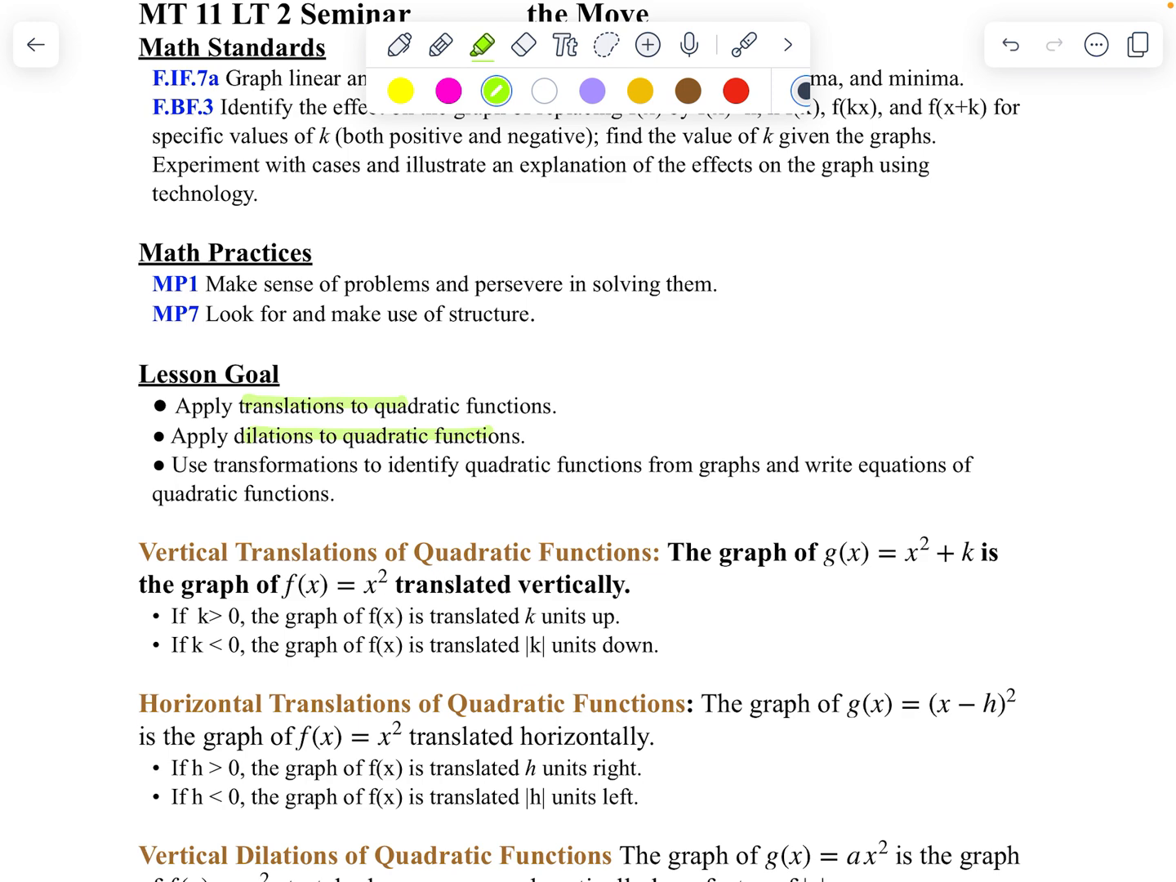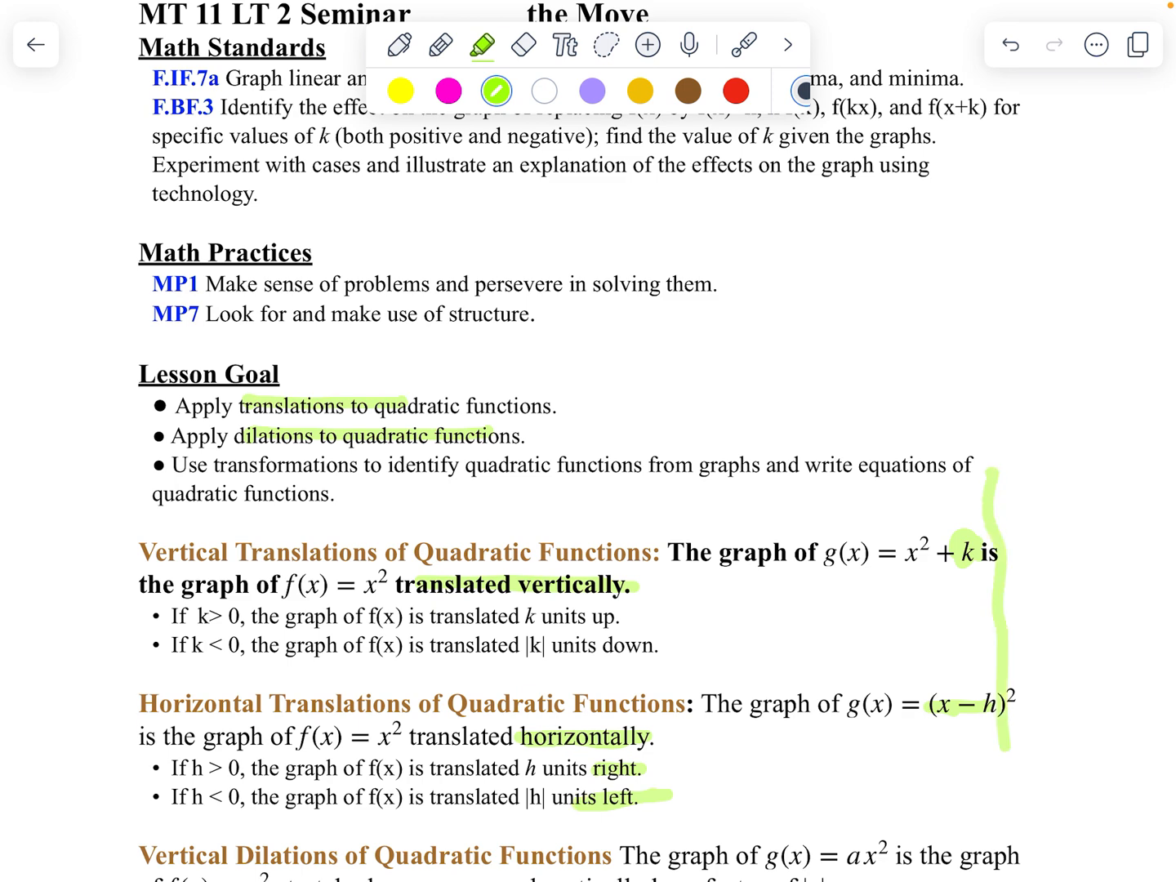If you add something, you're going to move it vertically. So if you add something to your function, add something to the x squared, you're going to translate it vertically. Now, if you do something to the x, then square it, you're going to translate it horizontally. Remember, horizontally is always backwards, so it's x minus h. So minus h means we're going to move it to the right. Plus h would be x minus a negative h. We're going to move it to the left.